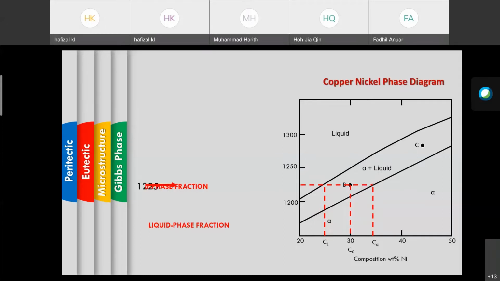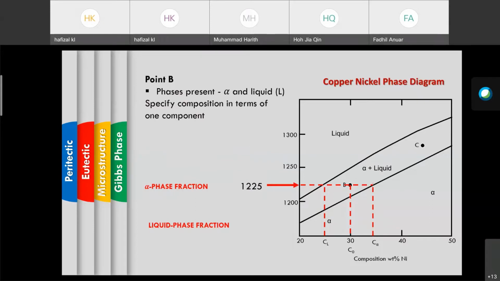Okay, in this case, we make an approximation: point B happens at a temperature of 1225. So at point B, we apply the lever rule. To get the values of C alpha, C liquid, and CO, from there we get CO as 30%, and C alpha and CL as 35% and 25%.